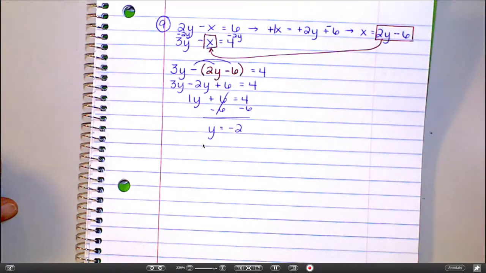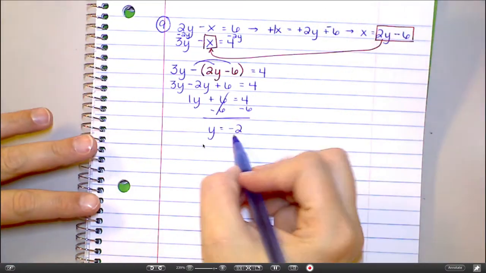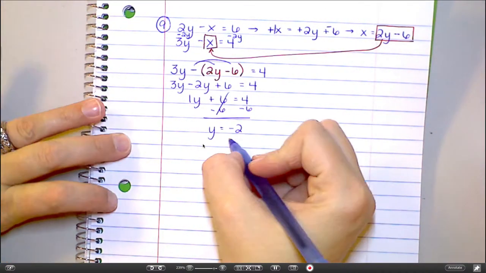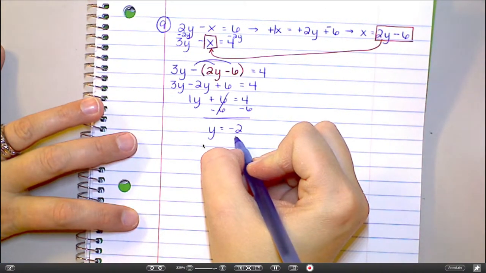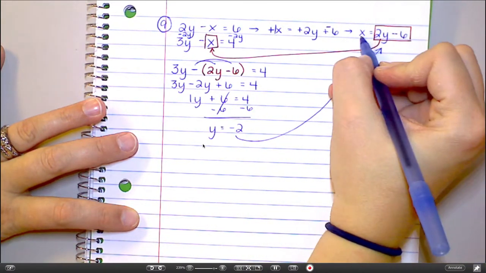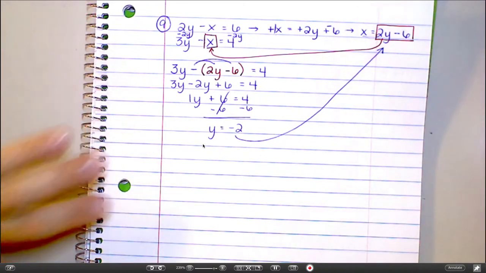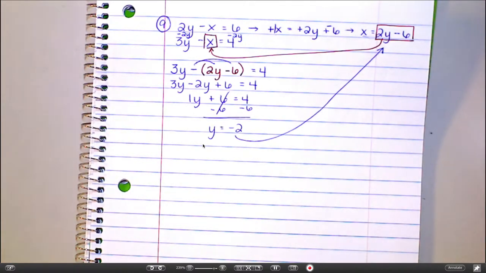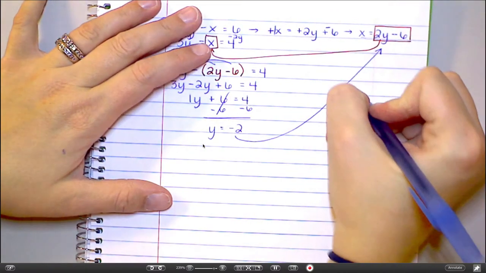X. Okay, how am I going to do it, Isaiah? You're going to plug in the negative 2. Yep. For the y. Yep. I would plug it in actually up here, where it says x equals blah, blah, blah. Because if you're trying to find what x is, that's the best place to look, is something that tells you what x is.